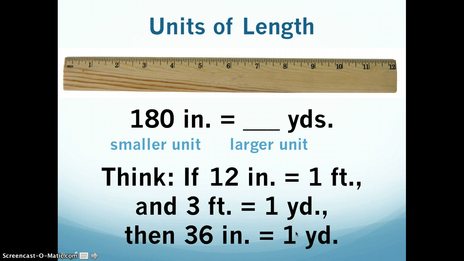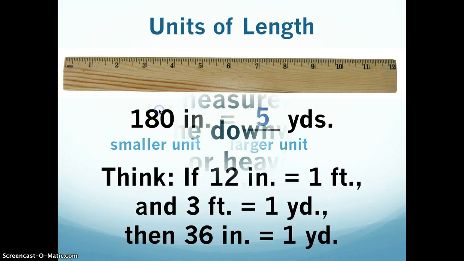Taking that information, you're going to divide 180 divided by 36. You get 5 yards. Another way to check your work would be to multiply. 5 times 36 should equal 180.